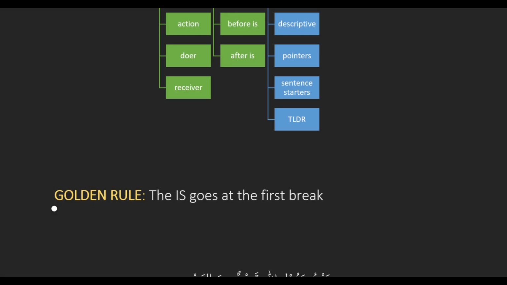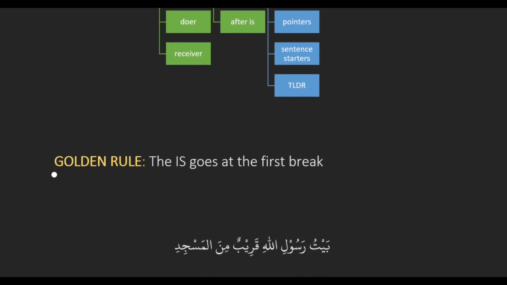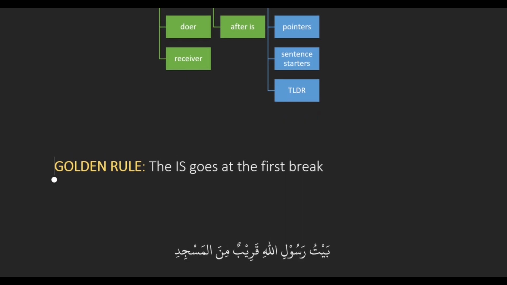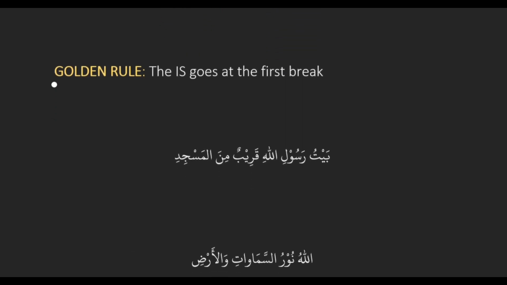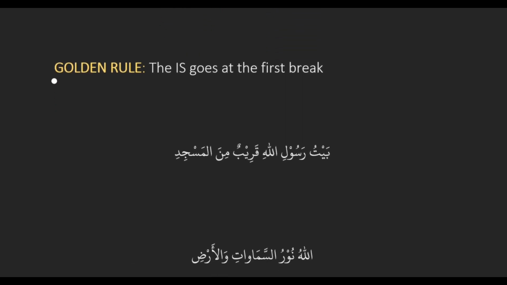And why are we searching for an is in the first place? Because the is in Arabic is invisible. So our only task really is to find the is, and then we can translate. So where does our is go? At the first break. One simple rule. Examples? You ready? Yes. Okay.